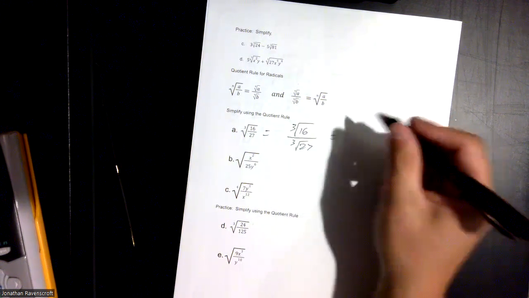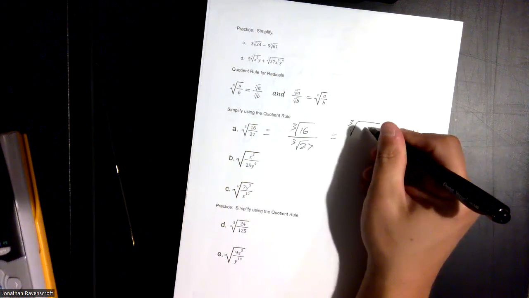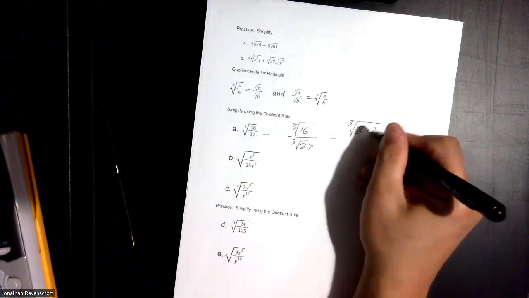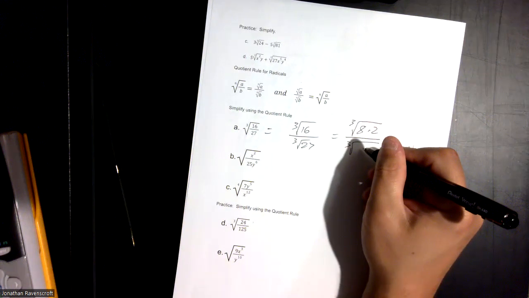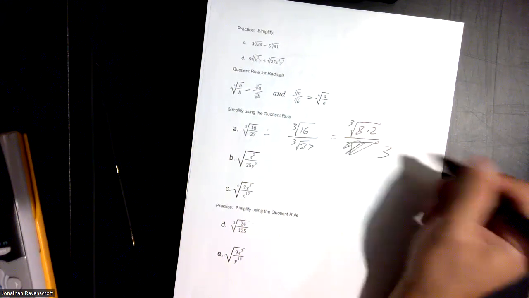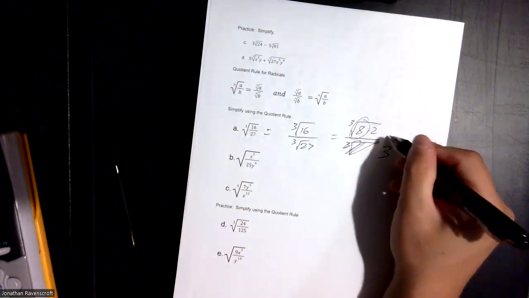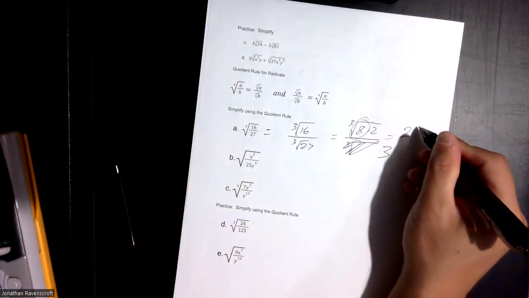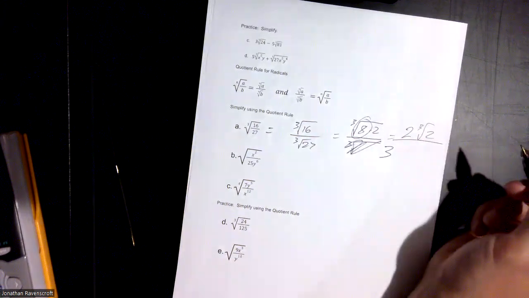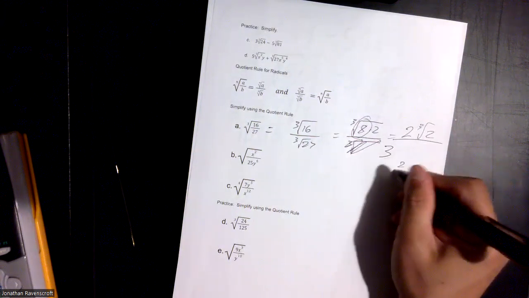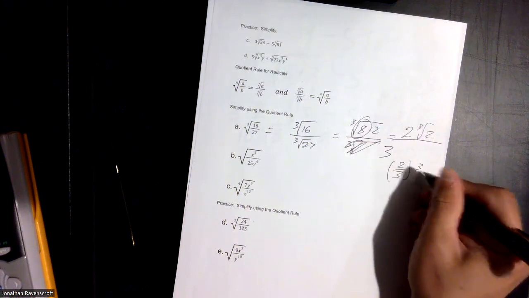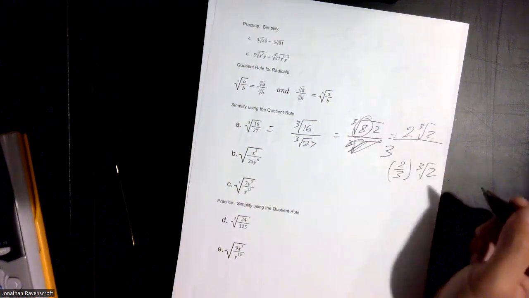Can't take the cube root of 16, but I can write that as, let's see, 8 and 2. Cube root of 27. Actually, I can do that. It's just 3. Cube root of 8 is 2. That's 2 cube root of 2 over 3. If you really wanted to, you could write that as 2/3 cube root of 2. It means the same thing.